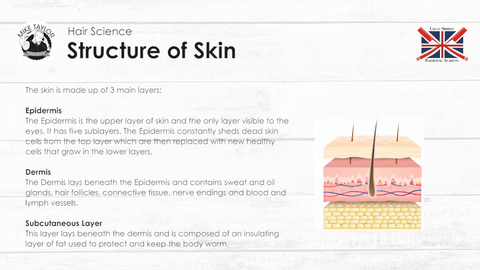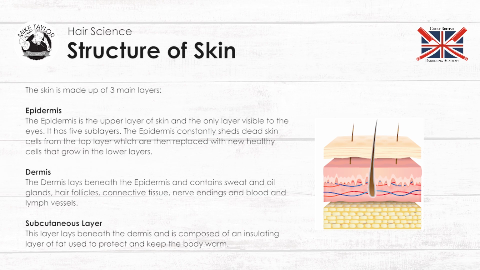Structure of skin. The skin is made up of 3 main layers. The epidermis. The epidermis is the upper layer of skin and the only layer visible to the eyes. It has 5 sublayers. The epidermis constantly sheds dead skin cells from the top layer, which are then replaced with healthy cells that grow in the lower layers.